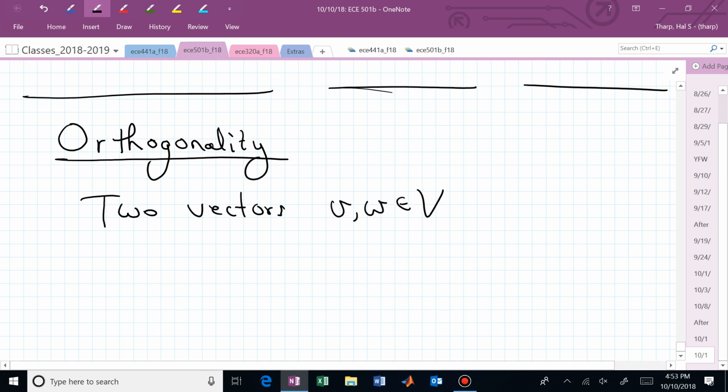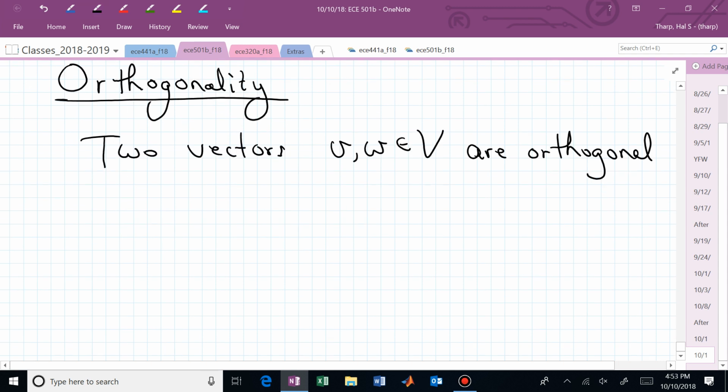Two vectors walk into a bar. No, that's not the bar we're talking about. Anyway, two vectors, V and W, in this vector space V, are orthogonal. I have a long night ahead of me, so I guess I'm getting a little bit silly.